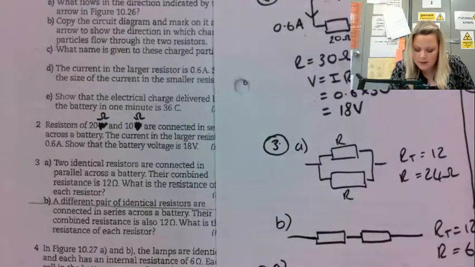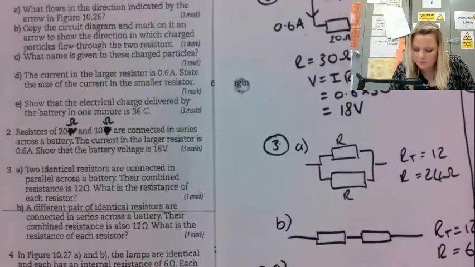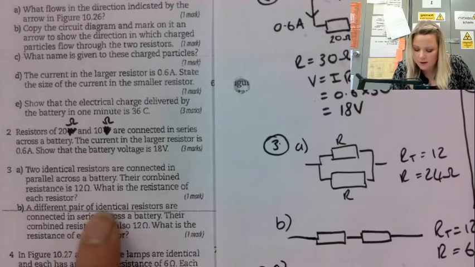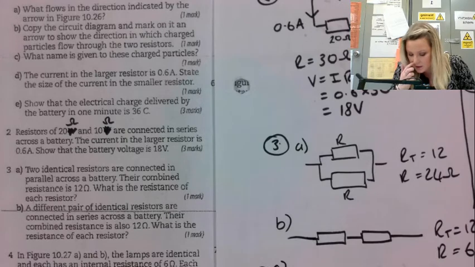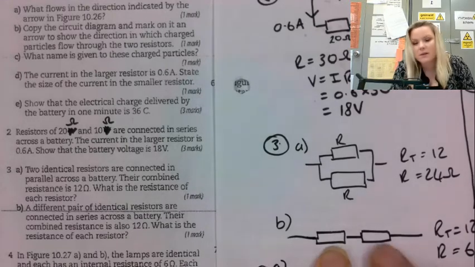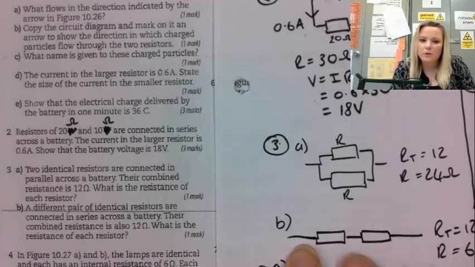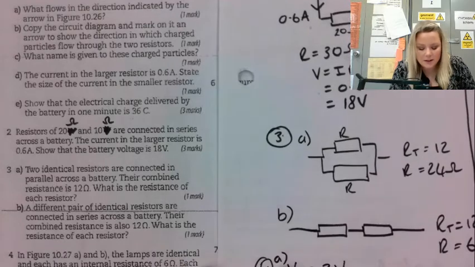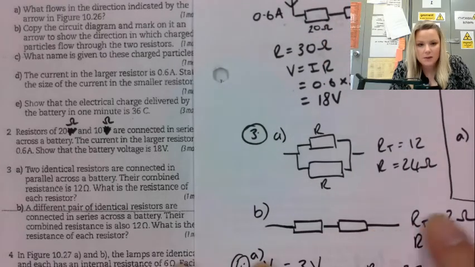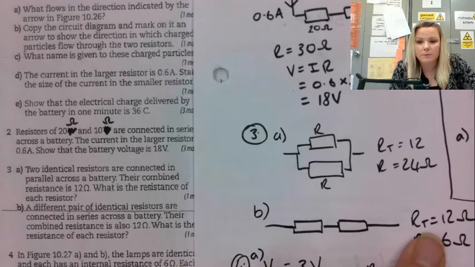And then B, very similar, but this time in series. So a different pair of identical resistors are connected in series across a battery. Their combined resistance is also 12. What's the resistance of each resistor? Well, the rule for combining resistors in series is that you just add them. So if these two in series add up to give us 12, each one must be 6 ohms.